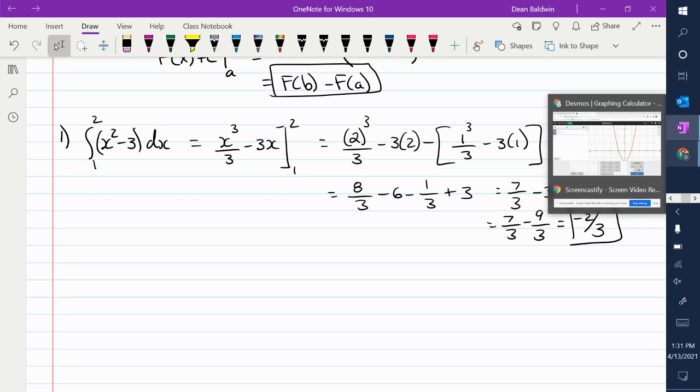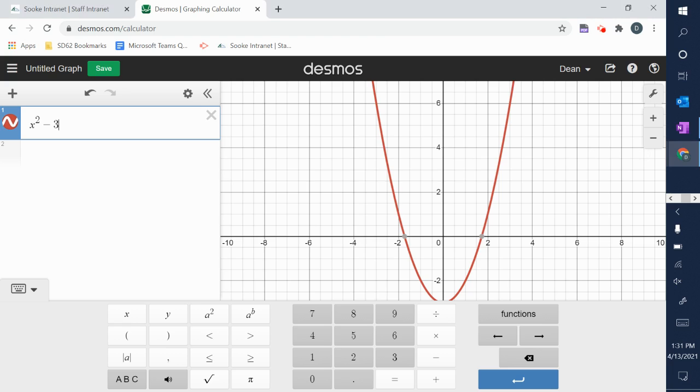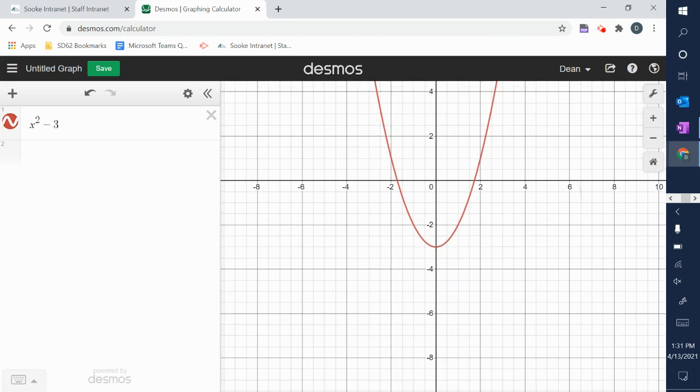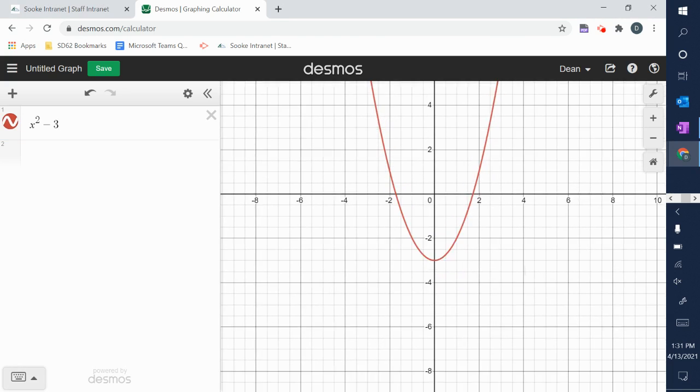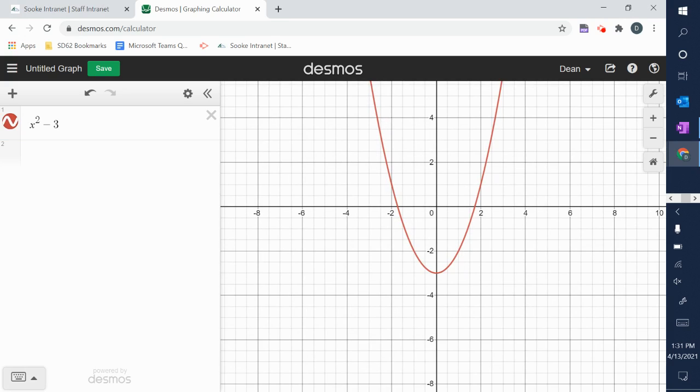So if you look at the graph of it, this is the graph of x squared minus 1. We're going between, what did I say, 1 and 2? So you're in this area right here. You can see most of the graph is below. So when you're adding a negative bit to a positive bit, that's why it's negative. Okay?